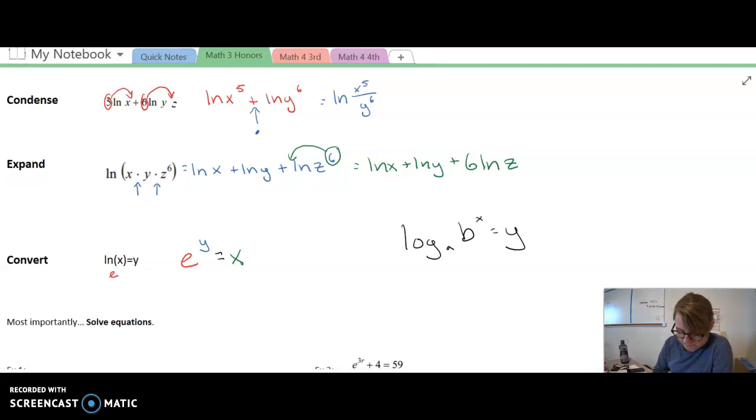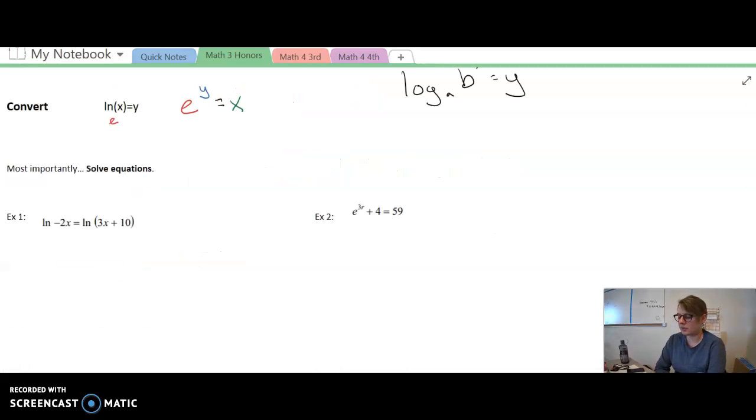Now the last important thing that we need to talk about with natural logs is solving equations where we have to use natural log. So let's look at example number 1. We have natural log of negative 2x equals natural log of 3x plus 10.